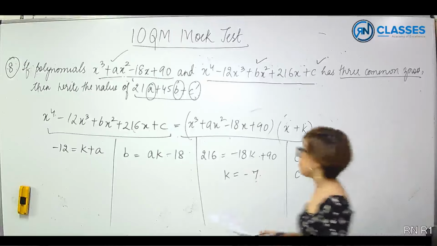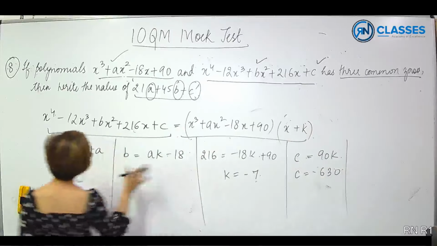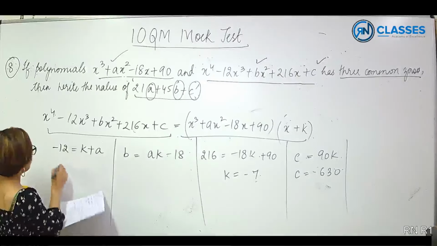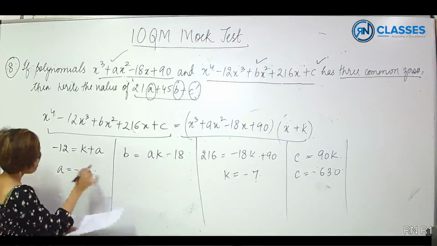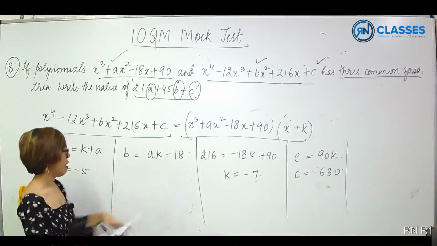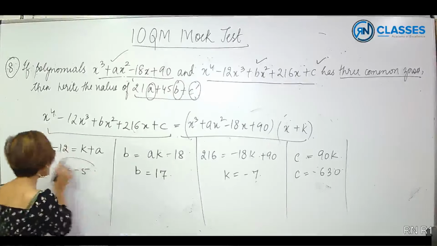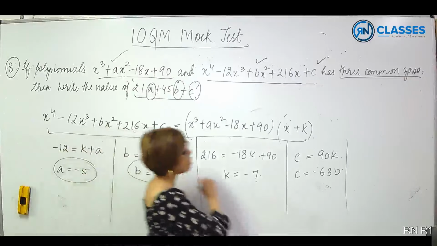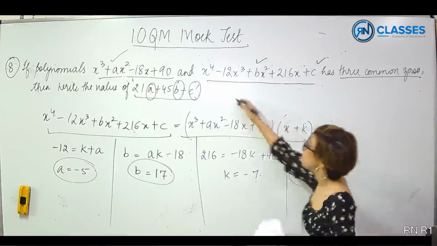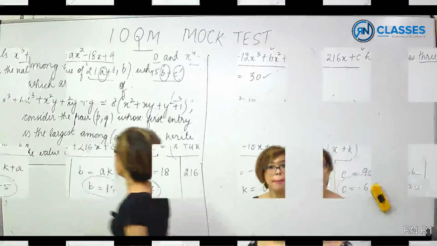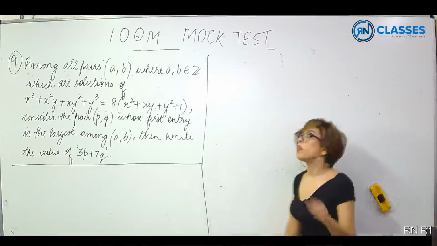Perfect. Now, instead of finding out B, I'll find out A. So, substitute K as minus 7. This will turn out to be minus 5. Substitute A and K over here. You will get B, which will turn out to be 70. You know the value of A, B and C. Just substitute it here and you will get the answer as 30. Alright. On to the next one.